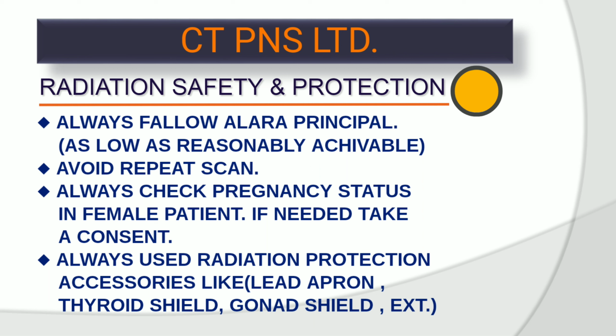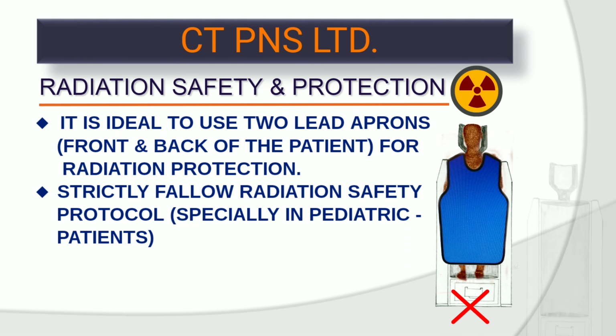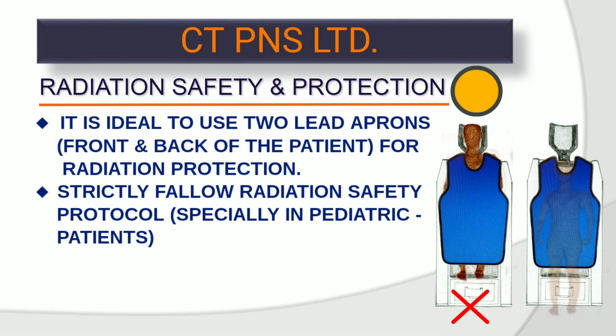Always use radiation protection accessories like lead apron, thyroid shield, gonad shield, etc. It is ideal to use two lead aprons, front and back of the patient, for radiation protection. Strictly follow radiation safety protocol, especially in pediatric patients.